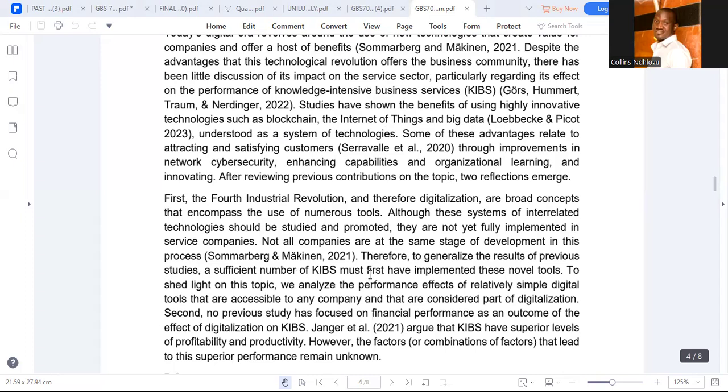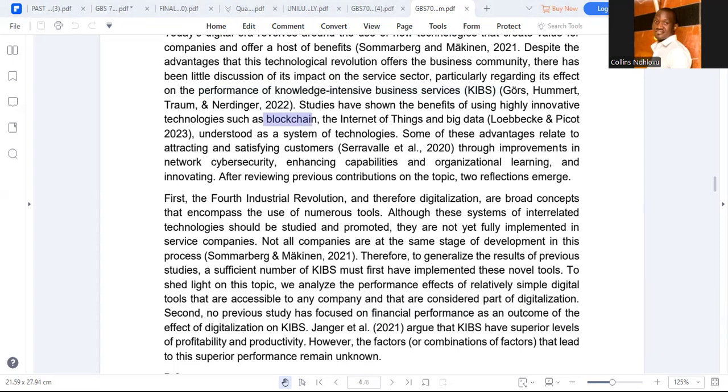I don't know whether I've answered your question. There's no clear-cut formula, but you just need to see around what the theme is. We're also looking at the focus on financial performance as an outcome, so this can give you an idea that that would be our dependent variable. It's also looking at issues to do with performance of knowledge intensive business services as our case. We also look at studies that have shown using innovative technologies like blockchain. So these are all themes that you can gather up. That's why there's no clear-cut answer in answering that alone.